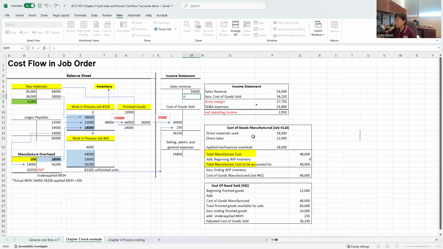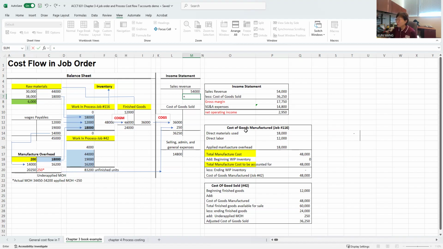The cost of goods manufactured, again, my focus is on the job of 116. So the number I'm adding here doesn't include the 42. If you read the book, the numbers in the book include both of them. So it's slightly different, but here I want to present clearly about the finished job, so I'm only including the finished job. But the structure is identical to the book when they combine both of the jobs.